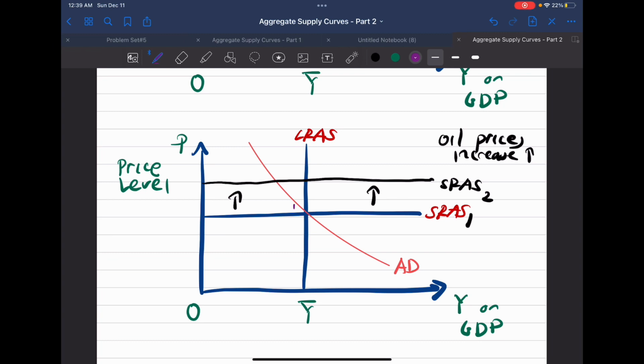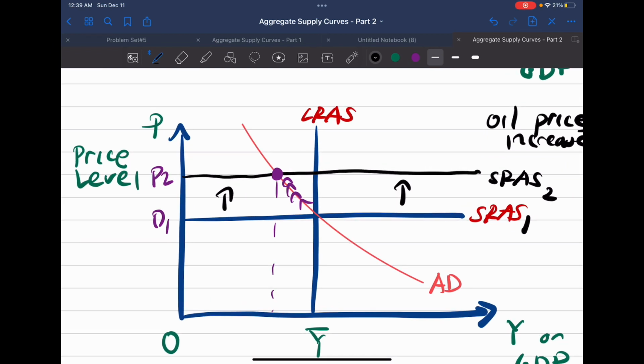But since the prices in the short run increase, there will be an increase in the price level in the short run, and this will result in a lower output. But notice here, again, a very important distinction: the aggregate demand curve does not shift, but in this case the supply shock results in movement along the aggregate demand curve.